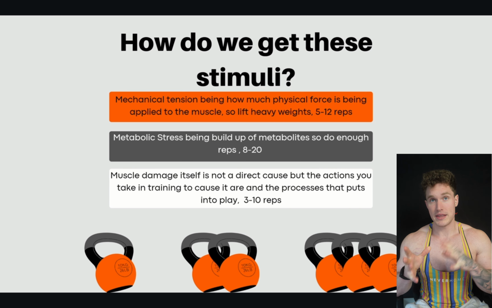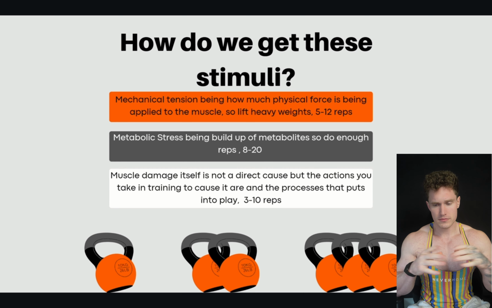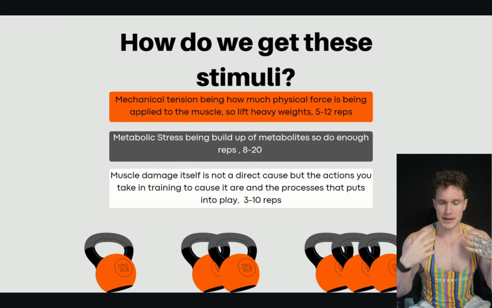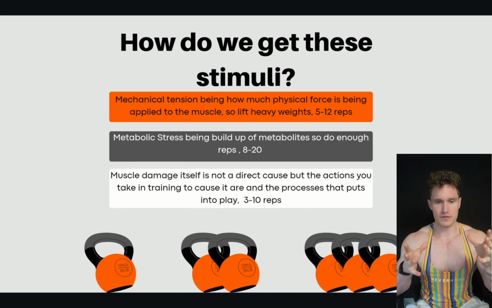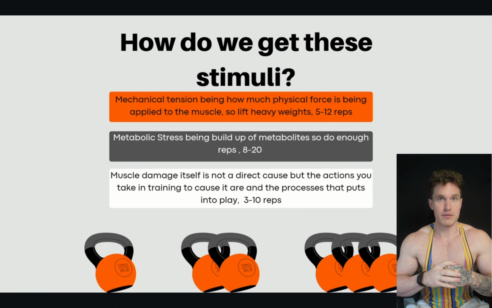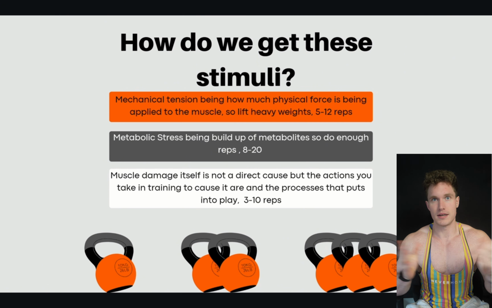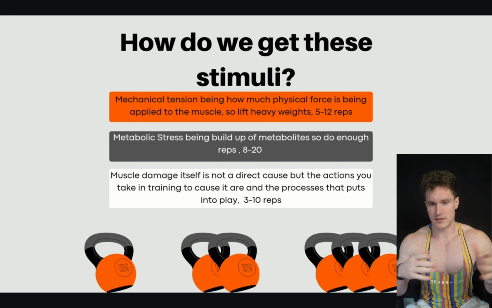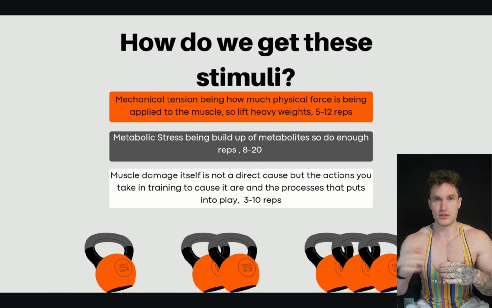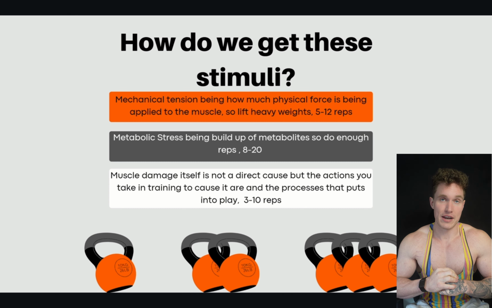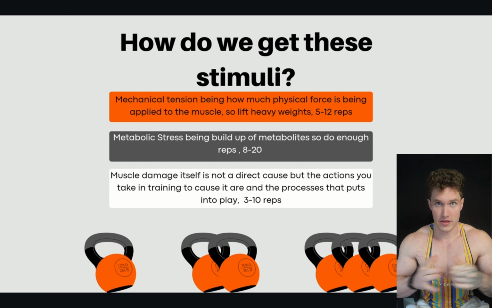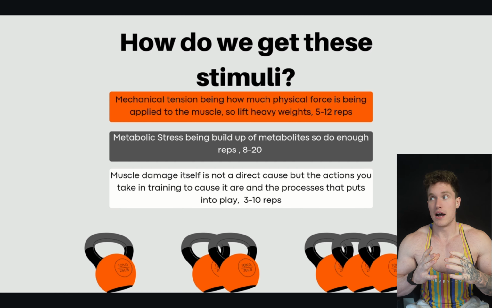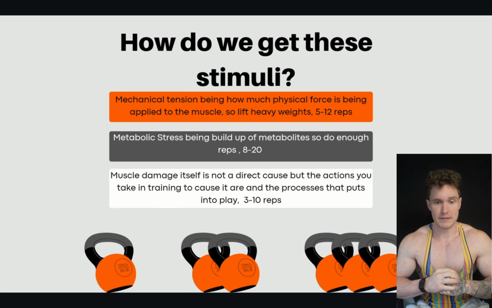So how do we then get each of those stimuli? To get to the mechanical tension, it's basically how much physical force is being applied to the muscle. And to do that, we lift heavy weights in the 5 to 12 rep range close to failure. Metabolic stress, you need to do enough reps to actually start building up metabolites. That's going to be closer to like 8 plus, more close to 20. So we want to incorporate those, but once again, we want to incorporate the first category at a higher rate because we know that that is what is largely going to be doing the most for our hypertrophy.